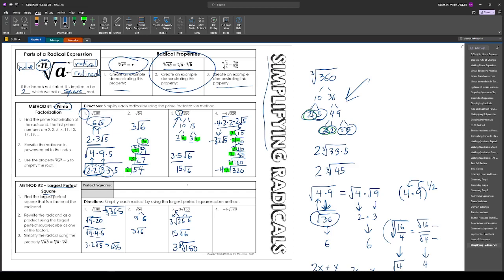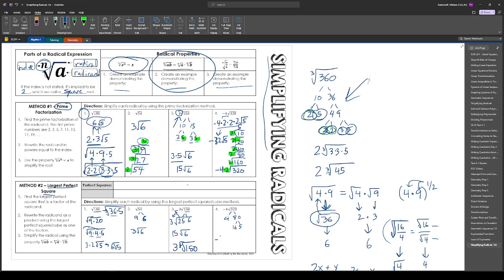And then this last one, 320. I know there's a 4 in there. So since I can't immediately see the bigger perfect square, I would just start with 4. And then I end up with 80. Well, 80 has 16 in it because it's 16 times 5. So I can do 16 and 5. But let's say I didn't see the 16. I could have done 4 and 20, and then 4 and 5. So there's kind of an in-between between prime factorization and largest perfect squares, where you just find some perfect squares that are in the number.